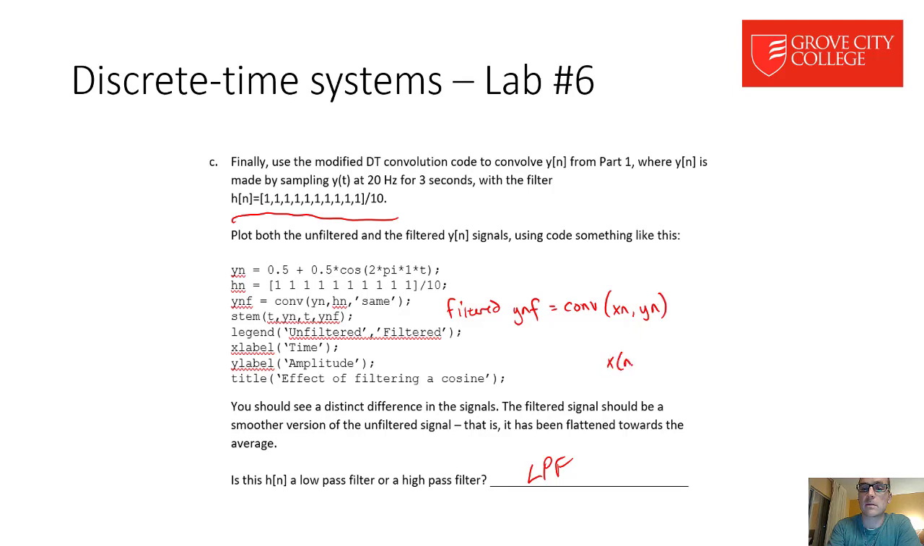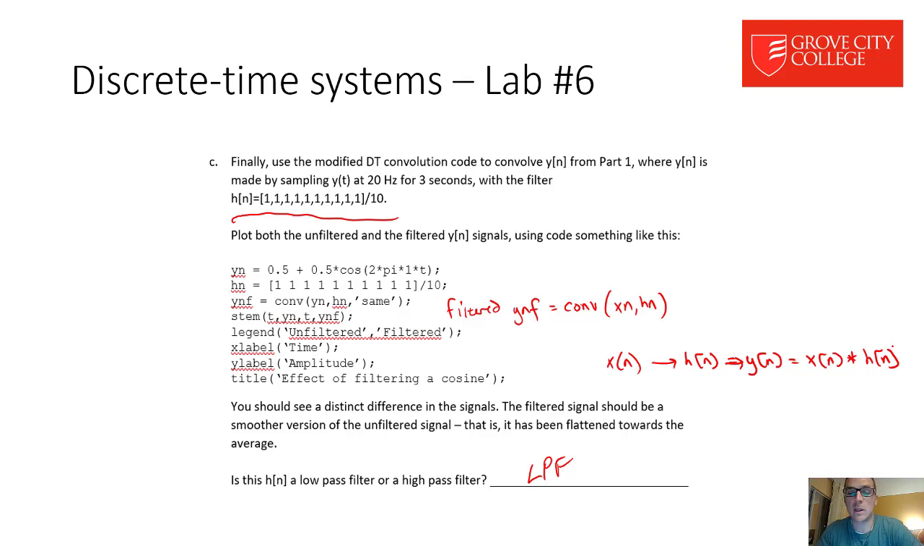sorry, I should go back. Convolution of x of n and h of n. So as x of n goes through a system, h of n, then you get y of n at the output, which is simply equal to x of n convolved with h of n. Okay, hopefully so far so good. That's stuff we've talked about before.